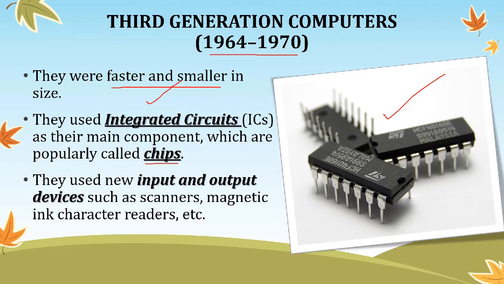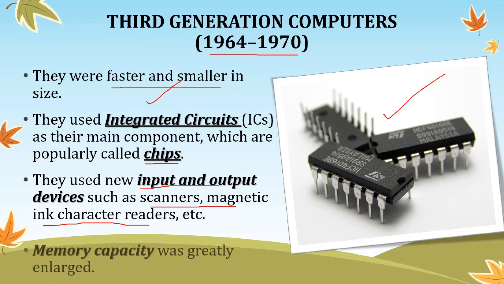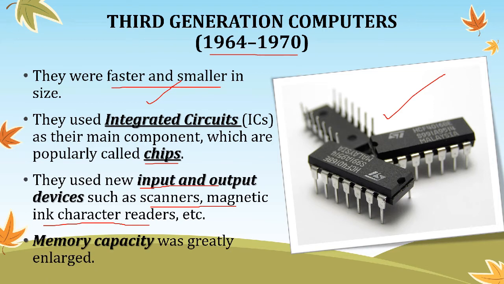They used new input and output devices like scanner, magnetic ink character readers, etc. So new input and output devices are used in third generation computers. And the memory capacity was greatly enlarged. In first and second generation, we could store less data. Compared to those generations, in third generation the memory capacity is enlarged.